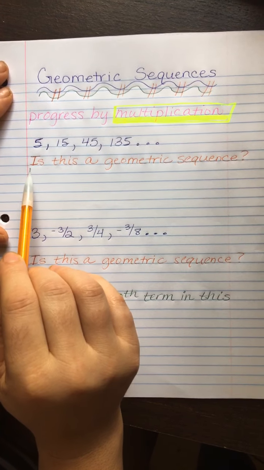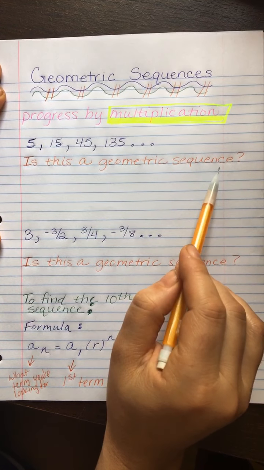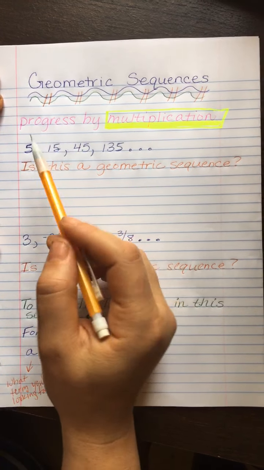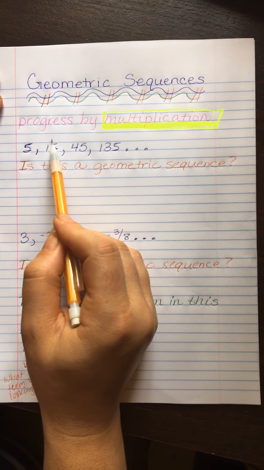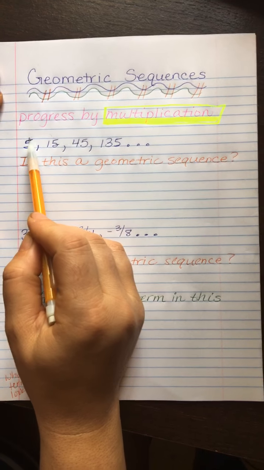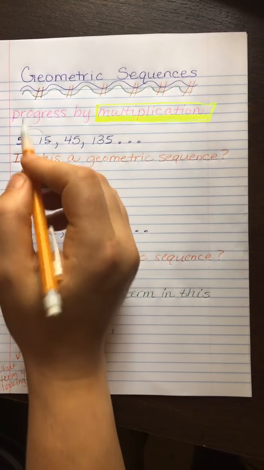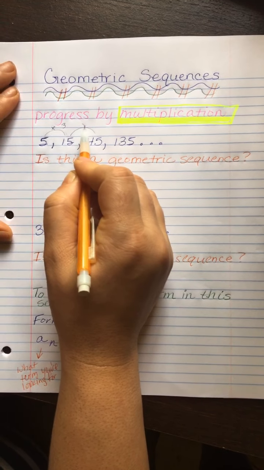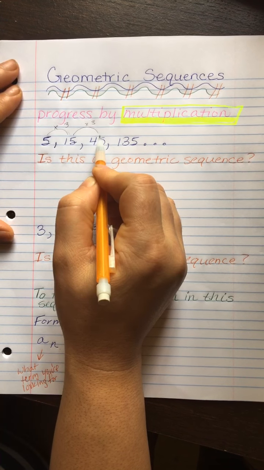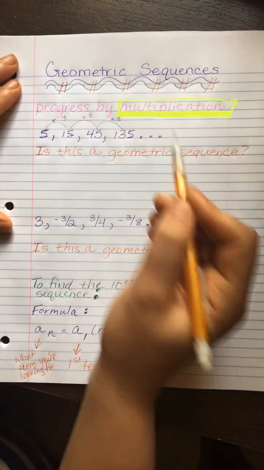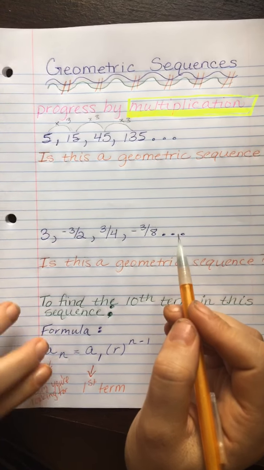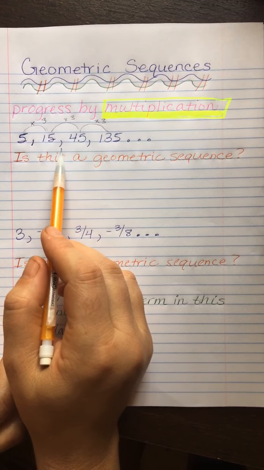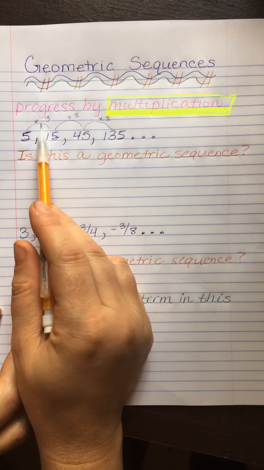You need to ask yourself, is this a geometric sequence? Well, let's see. When you went from here to here, did you multiply by anything? Yes, you did. You multiplied by 3, correct? And when you went from here to here, you multiplied by 3, and again from here to here, you multiplied by 3. And so, yes, it is a geometric sequence because each term is progressing by multiplication. And the common term is 3.